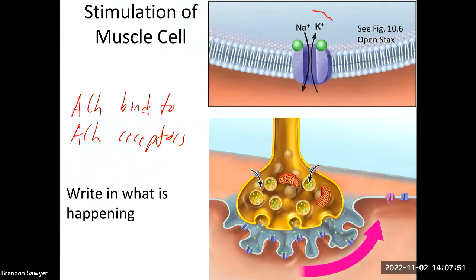And this one's kind of interesting. It's not specific to sodium or potassium. It allows both of them to go through. That's what we call a cation channel. It lets both of these positively charged ions go through. But there's a much stronger gradient for sodium to go in than there is for potassium to go out.